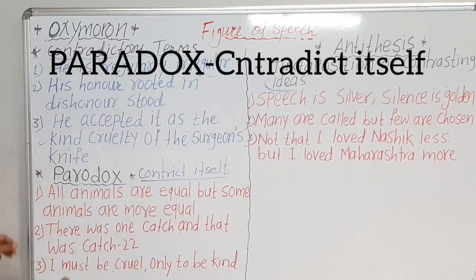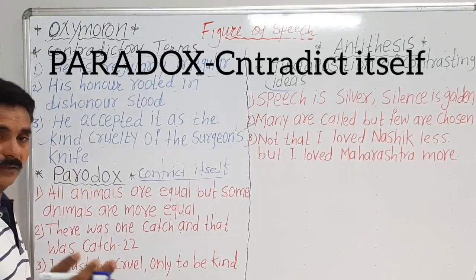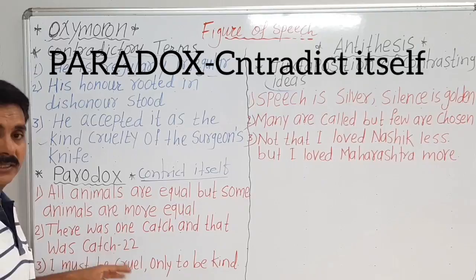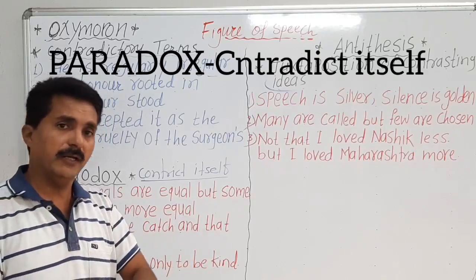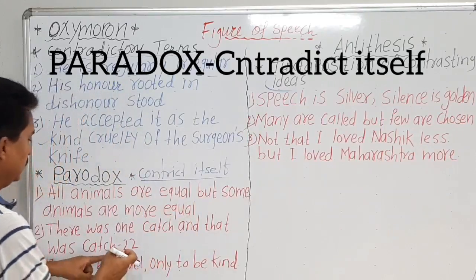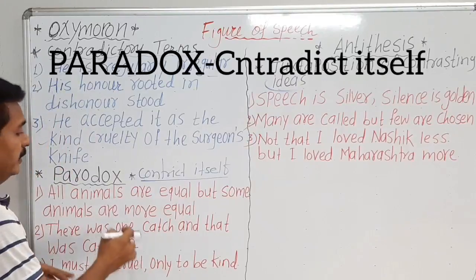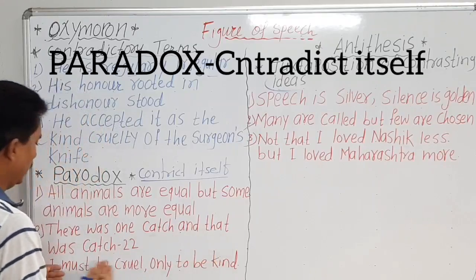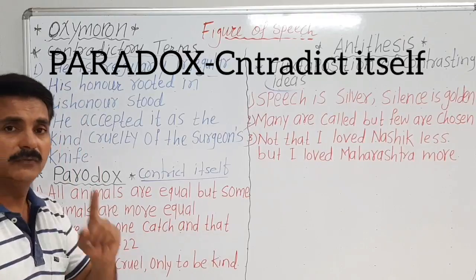Let us see the second example. There was one catch, and that was catch 22. We know the famous novel, catch 22, and catch 22 is the situation in which we fall. We cannot move to this side or we cannot move to that side. We are fixed somewhere, and that situation is called catch 22. And here the statement is there was one catch, there was one problem, and what was the name of that problem? Catch 22. So this second statement contradicts the first statement.